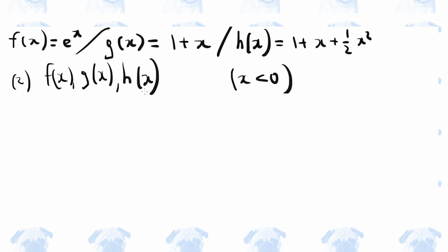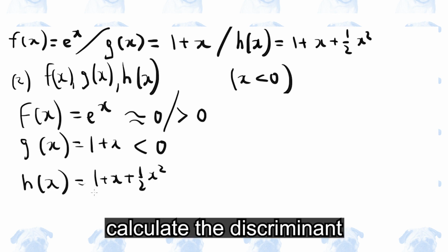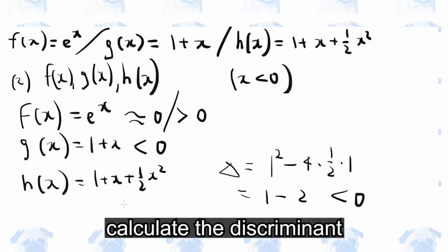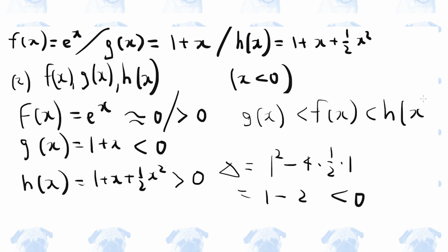In the second question, we need to sort the original functions in ascending order when x is negative. When x is negative, this is very close to 0, but still above the x-axis. When x is negative, this will also be negative. What does the graph of h look like? So this function has no real roots, which means that the graph will always be above the x-axis. G of x is the smallest, followed by f of x, and the biggest one is h of x. And this is the answer to the second question.